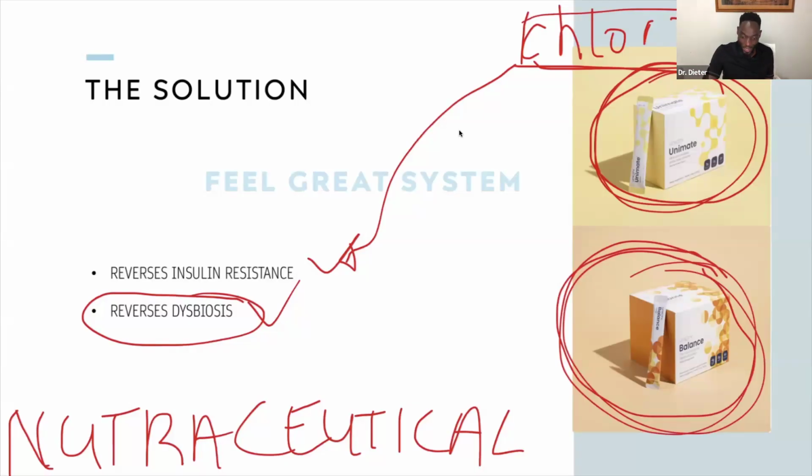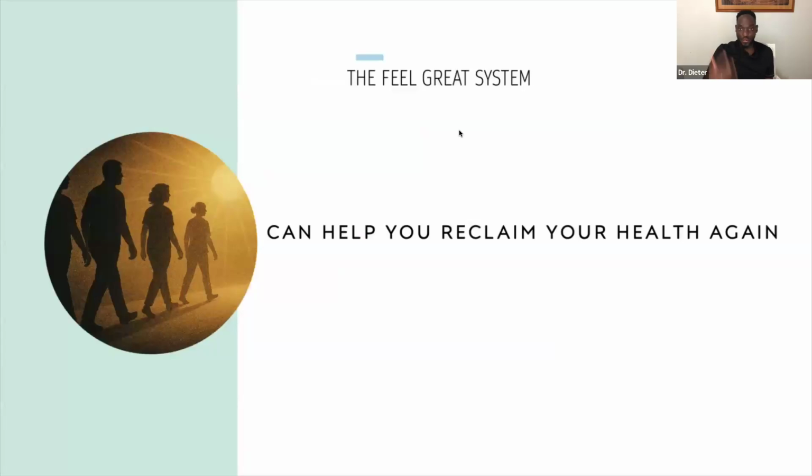And so I will end by saying, if you have any chronic medical condition that is a result of metabolic dysfunction stemming from dysbiosis or insulin resistance, you can reclaim your health again. The Feel Great system gives you the opportunity to do that. Thank you. I'll end now, and I'm going to turn over my mic to Dr. Tiffany to take it from there and just moderate.